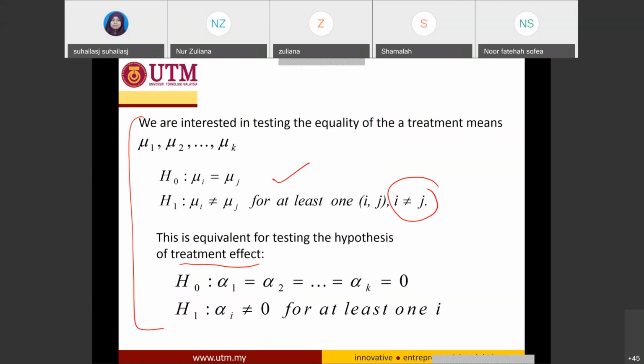Okay. So yang ni yang tadi kita dah test, dia punya equality of the treatment mean and test for treatment effect. Kalau nak mean, letaklah mu I sama dengan mu j, I not equal to j. So kalau treatment effect dalam bentuk alpha, setkan sama equal to 0. Alpha I is unequal to 0 for at least one of I lah.